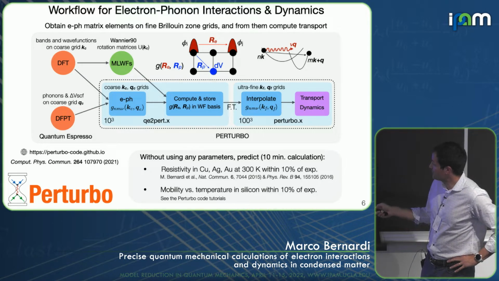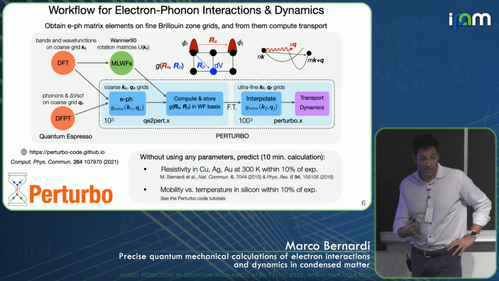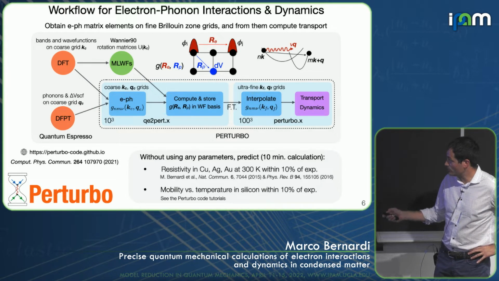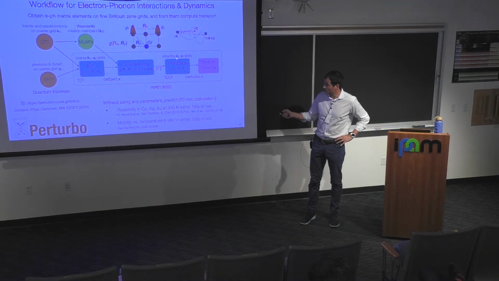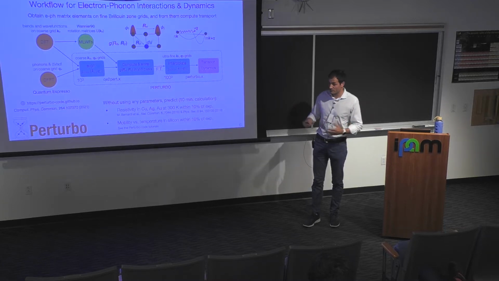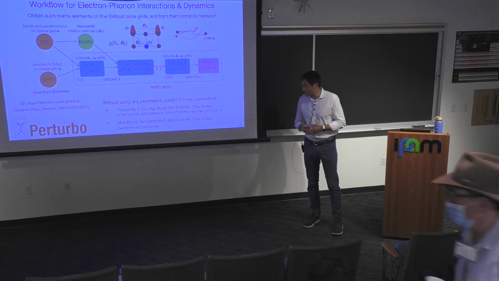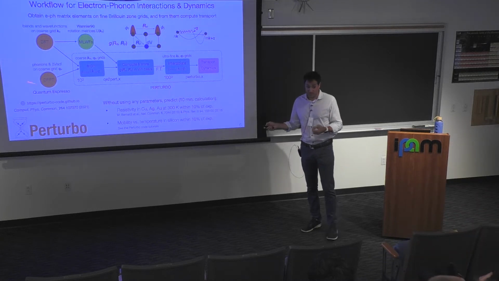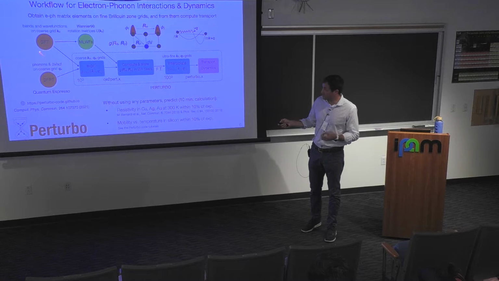However, the challenge is that to compute transport properties and dynamics, you need to fully converge these scattering processes, and that requires extremely fine grids in momentum space. These are typically grids of order 100 by 100 by 100 for both the electron and the phonon momentum. So this leads to these very large matrices with billions or trillions of entries. These very fine grids cannot be accessed with direct DFT calculation.